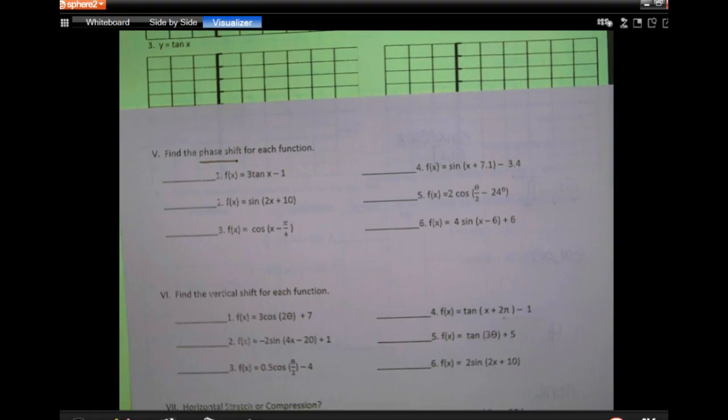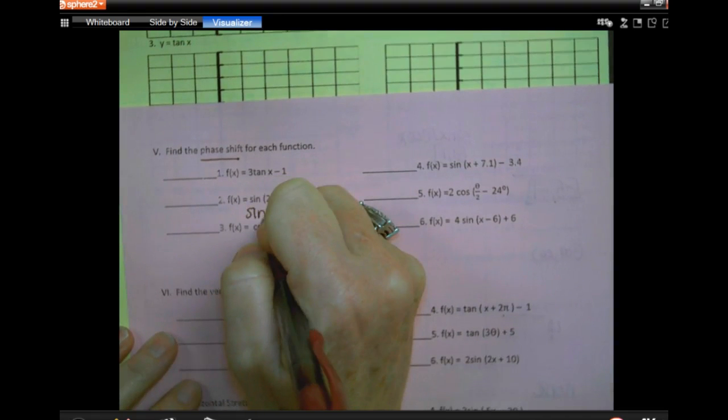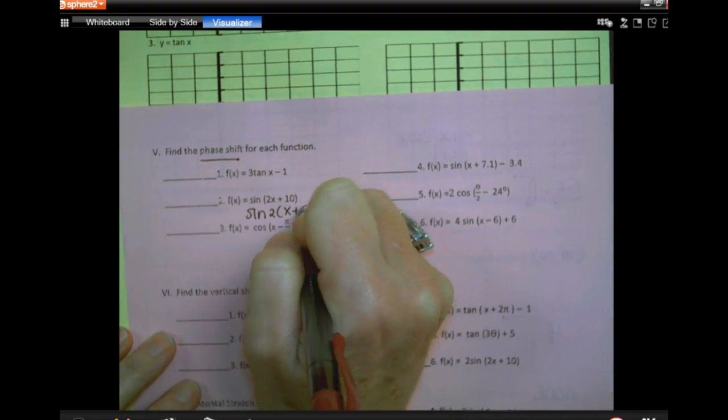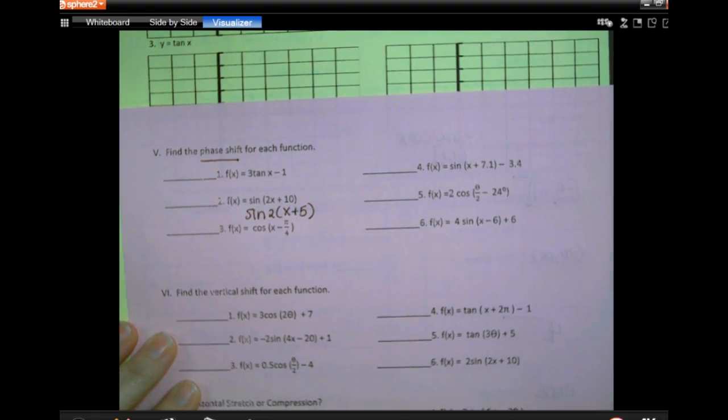Before you can do the phase shift, you have to divide. So this is the sine of 2x plus 5. So what's the phase shift? -5. And if you're not writing the negatives, you're getting them wrong.